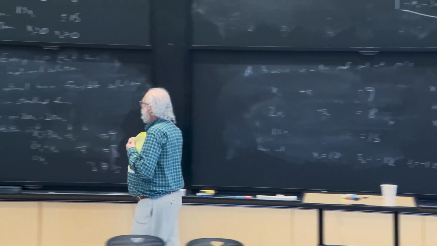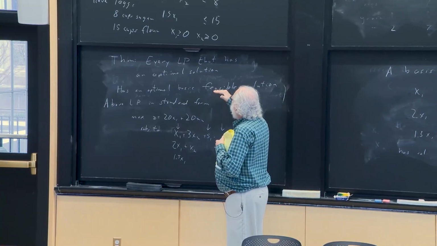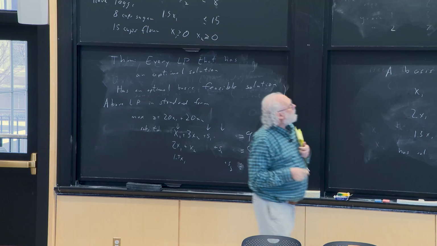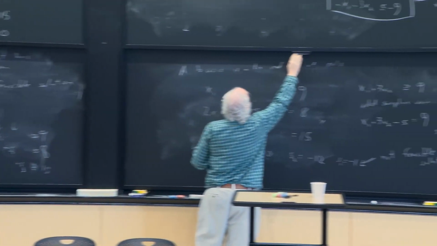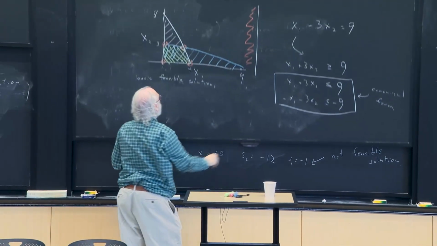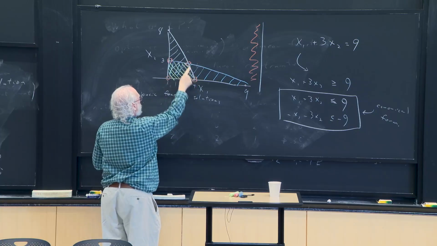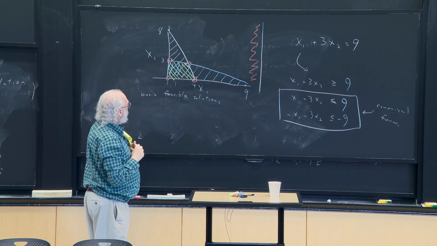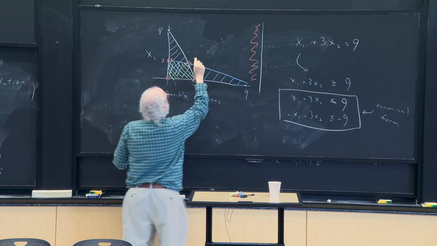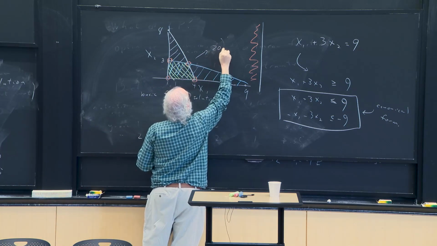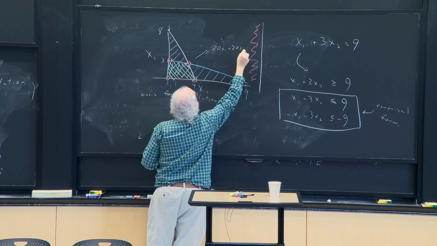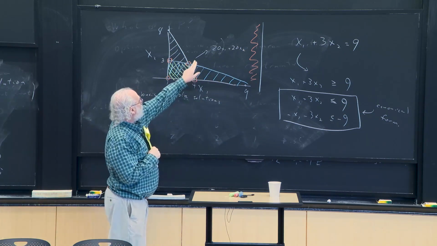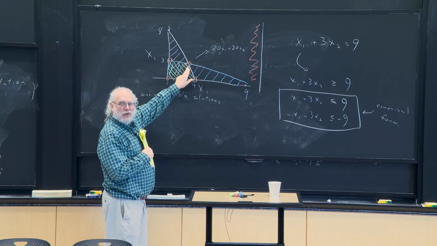But every linear program has a feasible solution, where the feasible points here correspond to the extreme points of the feasible region, and the optimal one is the one where 20x1 plus 20x2 is furthest in the direction of the vector, which is the objective function.